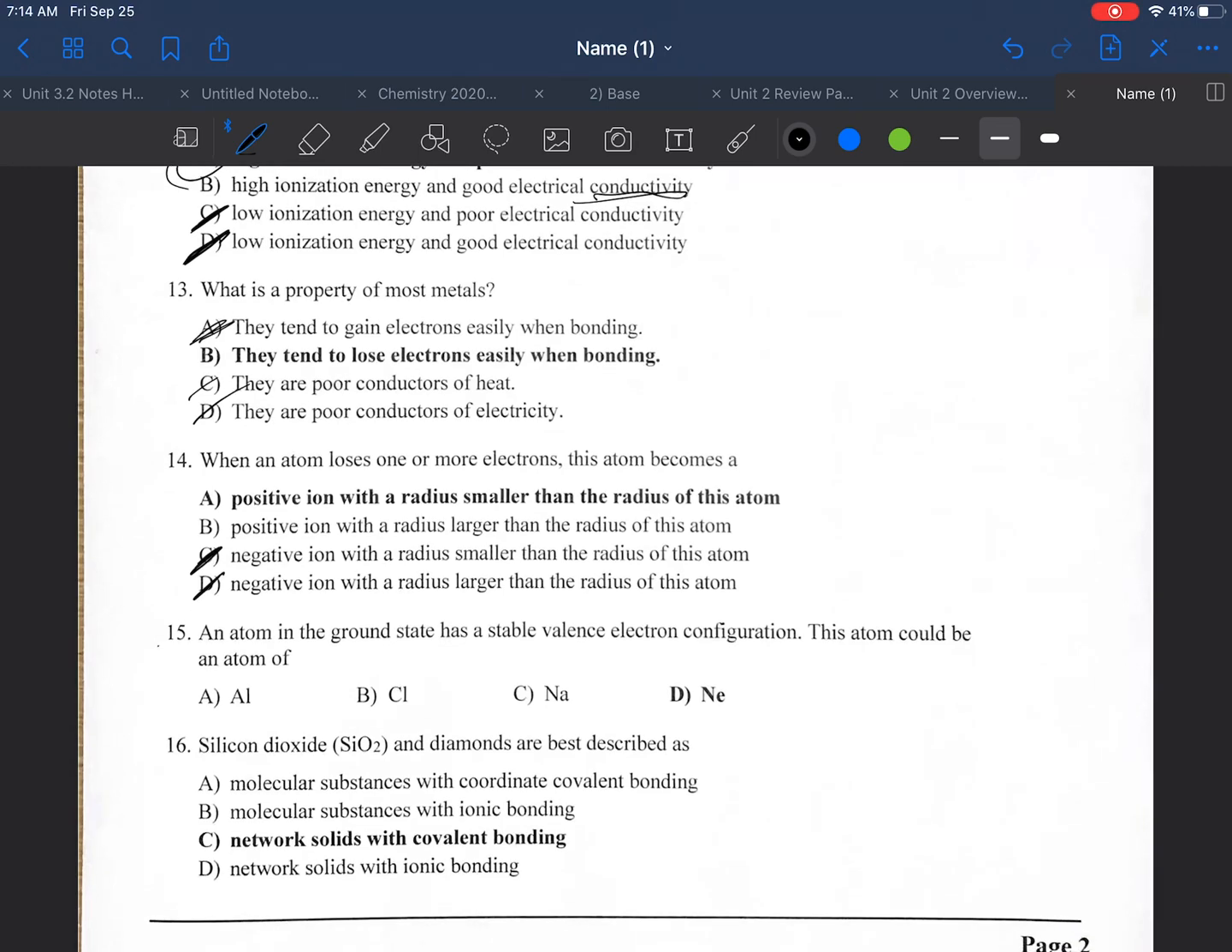An atom in the ground state has stable valence electron configuration. This right here means that we are in the rightmost group, looking for our stable octet. And so in that case, neon is the only noble gas. 16. Don't worry about 16. I'm not going to ask you a question like that.